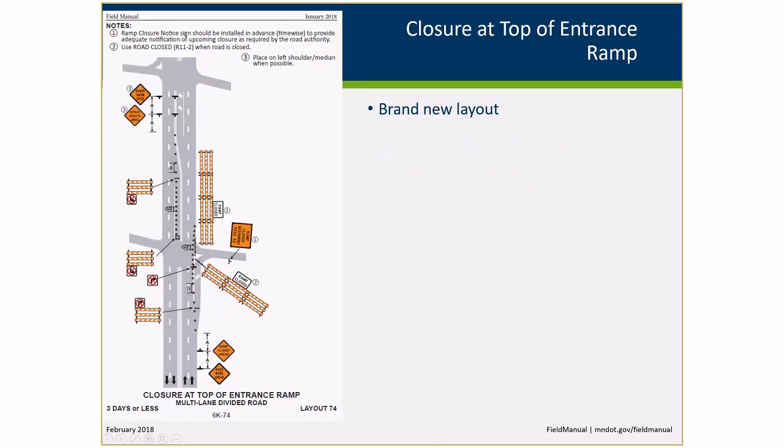This is a brand new layout that was added. We're seeing this more often where you've got an interchange and you want to close the entrance ramp going down to the freeway or the limited access road, and this is how you would end up doing it. This makes it more easily seen, and so we didn't need to have people develop a temporary traffic control plan specifically for this application. It's happening often enough that we felt it was useful to add into the field manual.